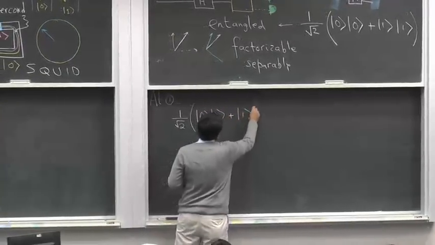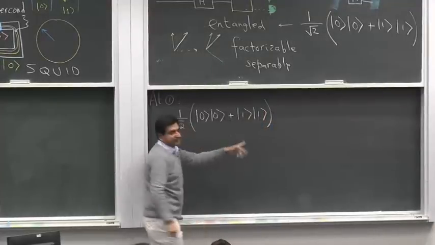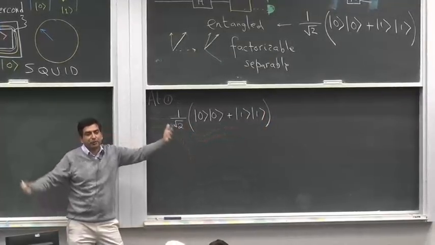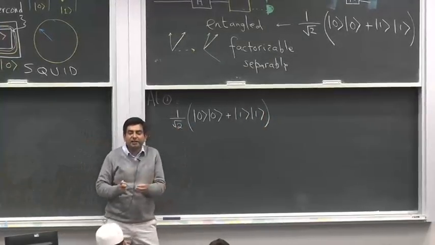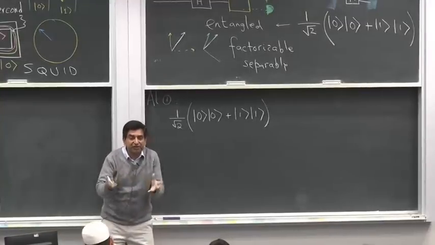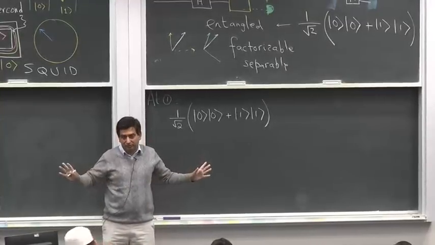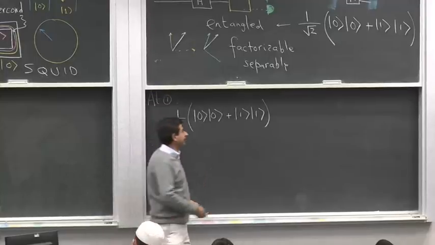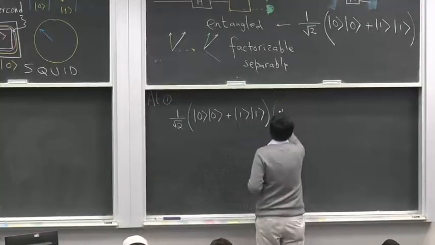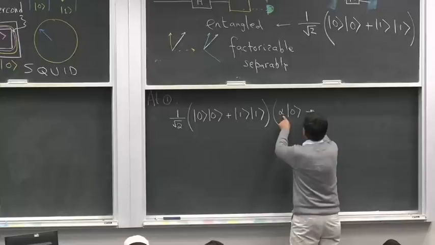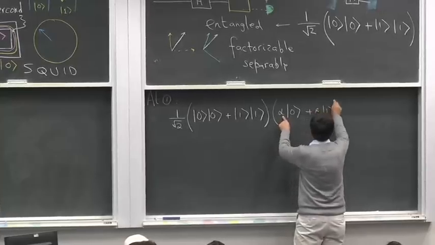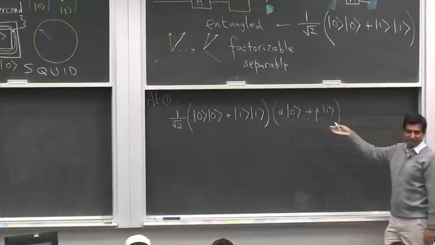For the first 2 qubits, is this entangled? Yes, this is one example of an entangled state. And the third qubit is in an unknown state. Unknown means I actually don't know these coefficients, alpha and beta. This is an unknown state.